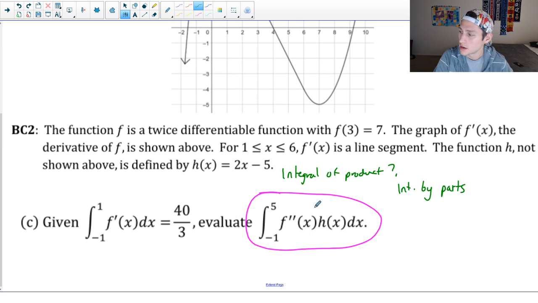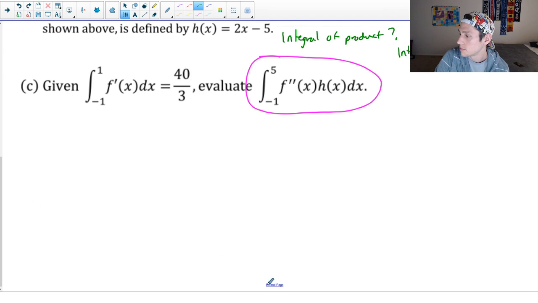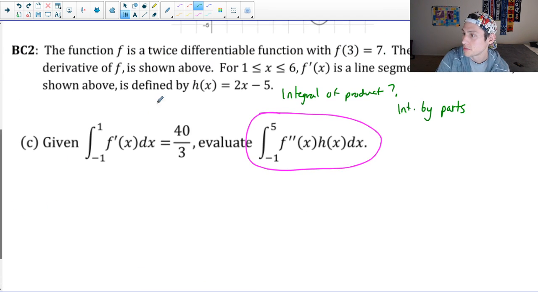Our other option is maybe a u substitution: by taking u equal to one of these things, would the derivative equal the other thing, so it would substitute nicely? But h and f double prime are not related to each other. H is not made using f, f is not made using h. These are just two separate, distinct functions. So I'm going to need to try integration by parts.